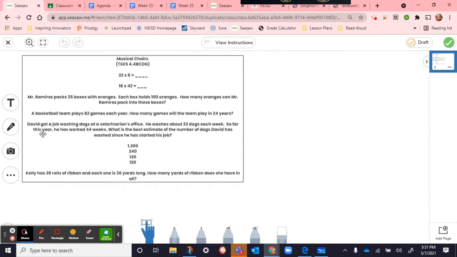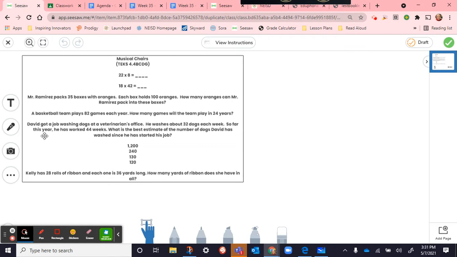Then next one, David got a job washing dogs at a veterinarian's office. He washes about 32 dogs each week. So far this year, he's worked 44 weeks. What's the best estimate of the number of dogs David has washed since he started his job? So it's not asking for the exact number. It's asking for an estimate.